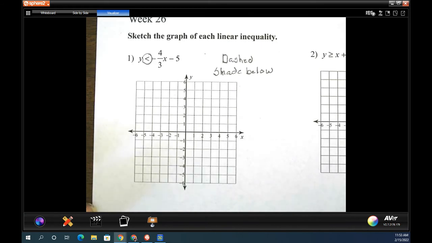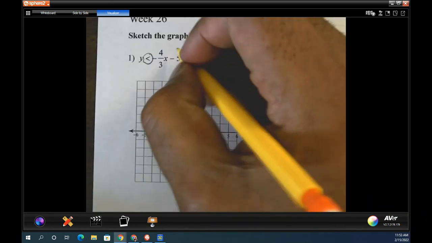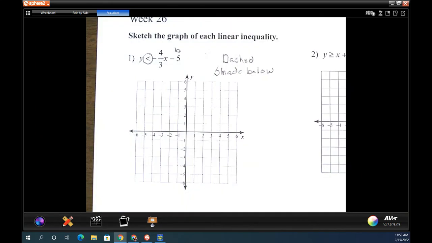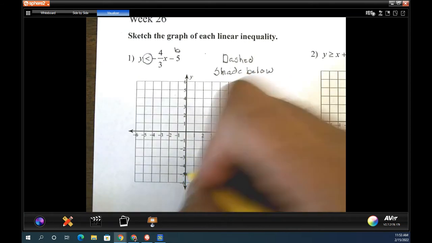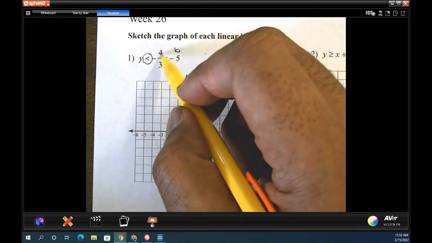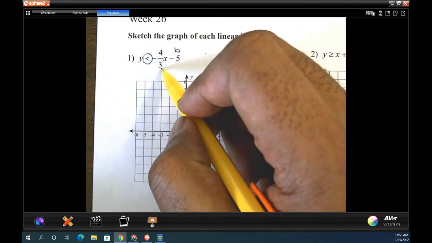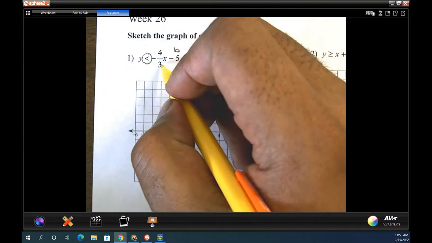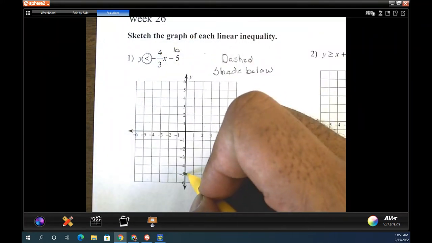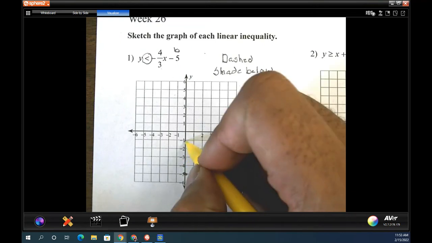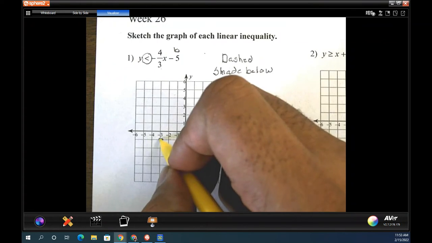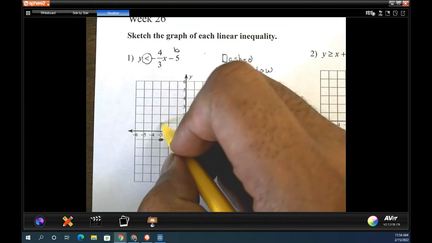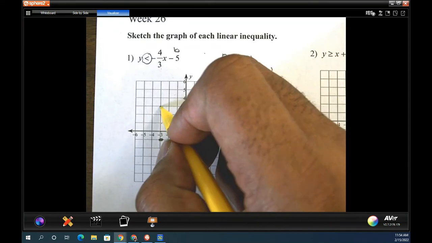Now, graphing is still the same. Here's what you got to do. Your y-intercept is at 0, -5. Here's your slope, -4/3. Down 4, right 3. But you can't do that, so you do the opposite. Up 4, left 3. So we're going to go up 4, 1, 2, 3, 4, and left 3, 1, 2, 3. Let's do it again. Up 4, 1, 2, 3, 4, left 3.